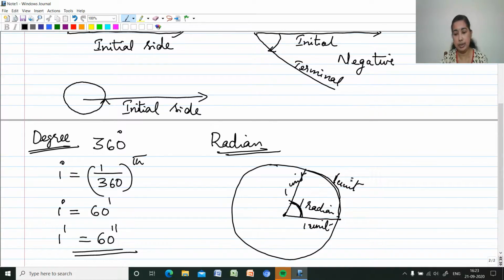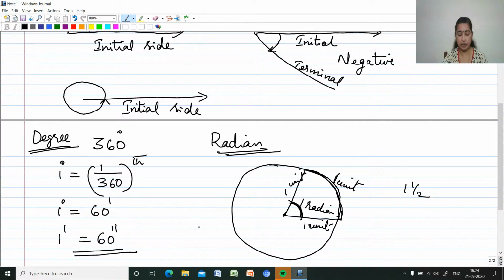So what is the measurement here? First consider that it is a unit circle and see how much is the arc length. If the arc length is 1 unit, then the angle subtended will be 1 radian. If the arc length is 1.5 units, then the angle subtended will be 1.5 radian. So that is the radian measure.